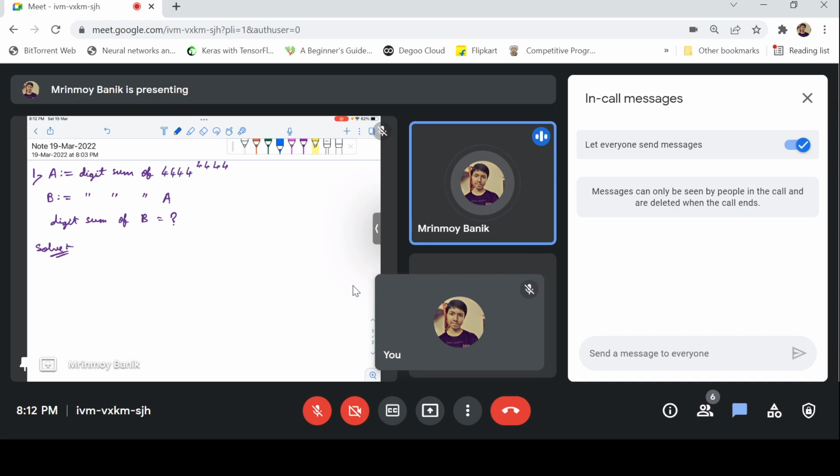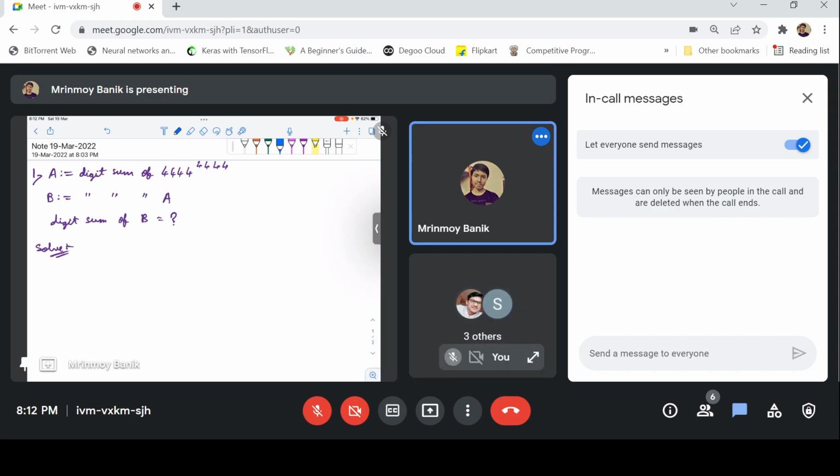So those of you who gave this mock, did all of you get your papers or answer scripts back, or know the marks or anything? Hello. So did anyone try this problem during the mock test?